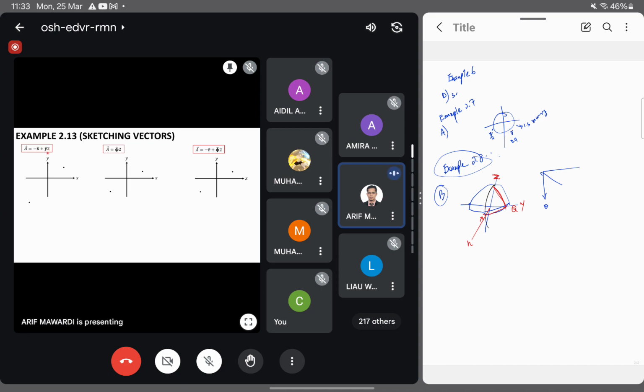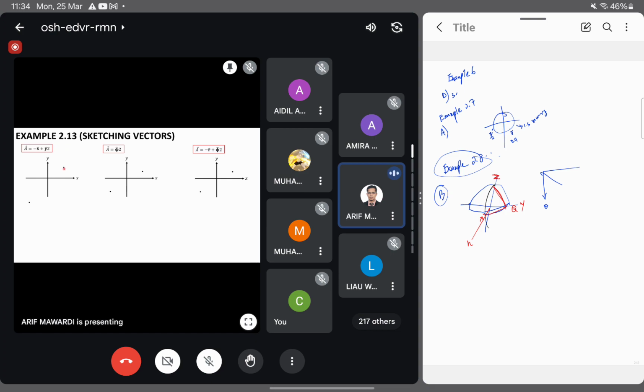How do I know that it is expressed in the Cartesian coordinate system? Because you can see here these are the unit vectors in the Cartesian coordinate system. So the first step to sketch this vector is to draw the unit vectors at this point. I want to sketch this vector at this point, so first I need to draw x.